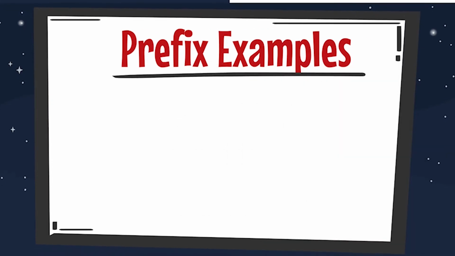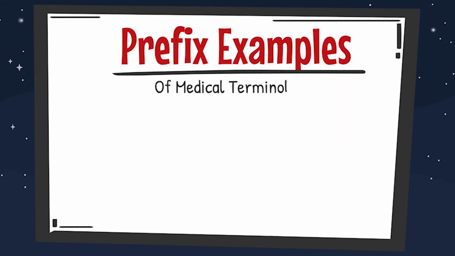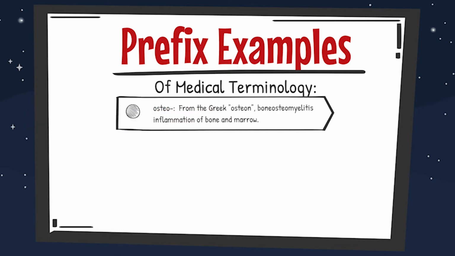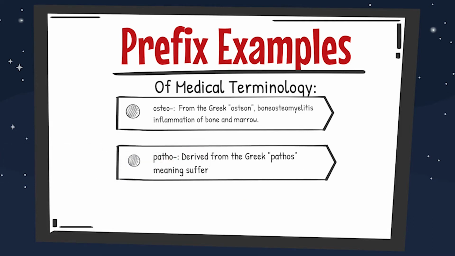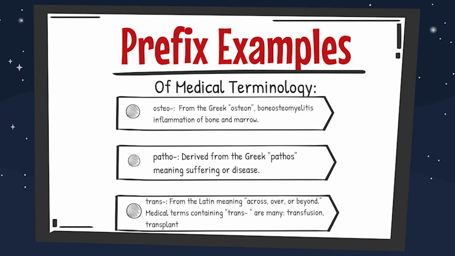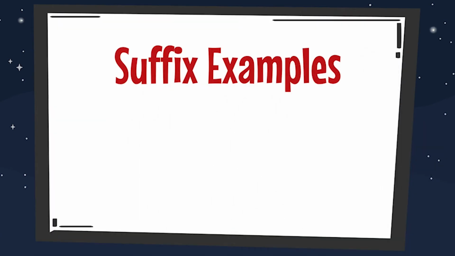Prefixes come before the word in medical terminology. Some examples are osteo, from the Greek osteon. Osteomyelitis refers to the inflammation of the bone and marrow. Patho, derived from the Greek pathos, meaning suffering or disease. Trans, from the Latin meaning across, over, or beyond, and there are many medical terms that contain trans, like transfusion or transplant. Suffixes come after the word in medical terminology.